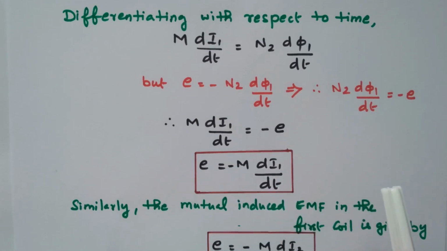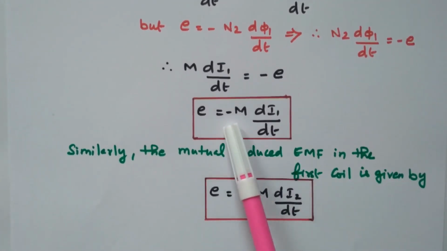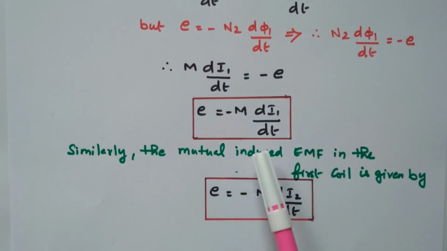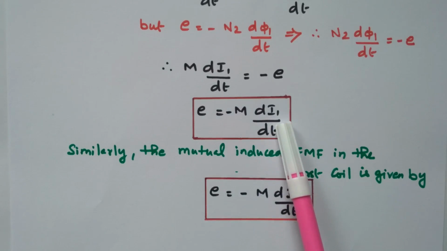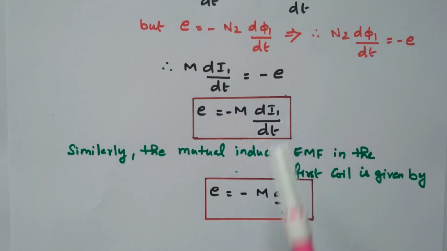So this is nothing but the mutually induced EMF, minus M di1 by dt, the expression for the mutually induced EMF in the second coil. Suppose the second coil is energized and EMF is induced in the first coil, the same thing can be written as E equals minus M di2 by dt. Here we have di1: EMF induced in the second coil, current flowing in the first coil. Here EMF is induced in the first coil, the current flows in the second coil. So both are induced EMF. This one refers to the second coil, this one refers to the first coil.